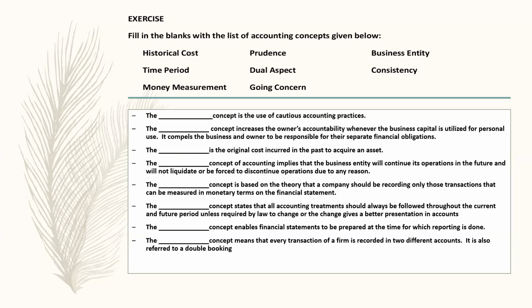The last one is the dual aspect, where every transaction that you have to record in your accounts must have a debit entry and, of course, a corresponding credit entry. And when we go to double entry, we would learn that part of it. So those are the principles and concepts that are important for recording information in your accounts.